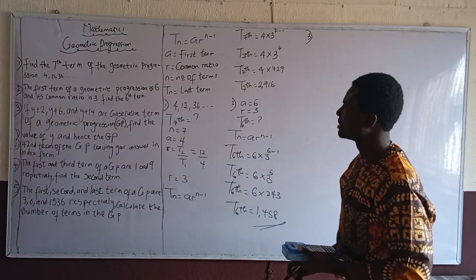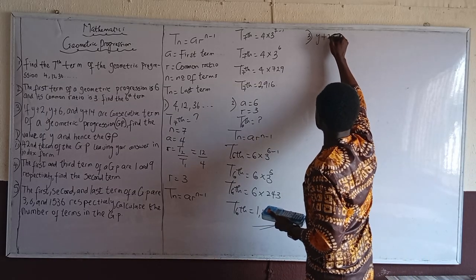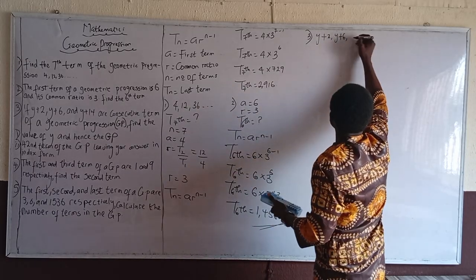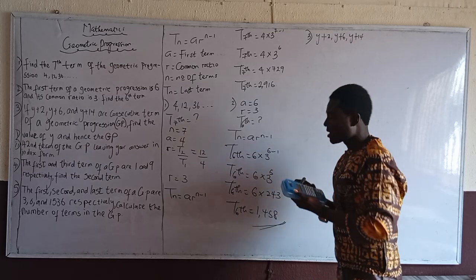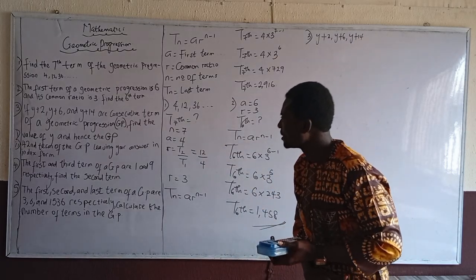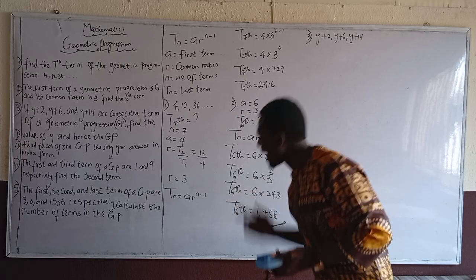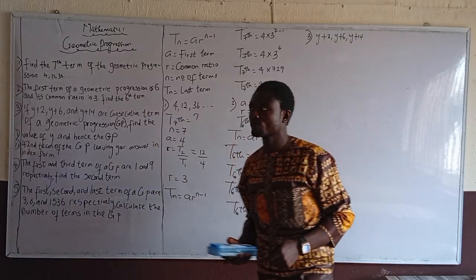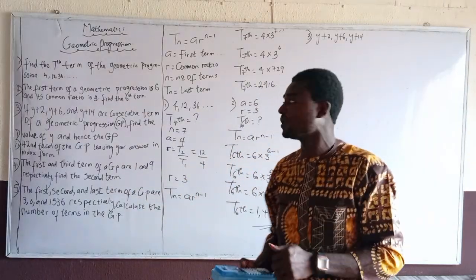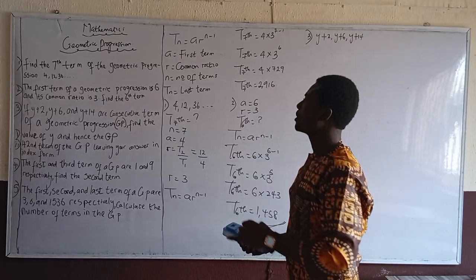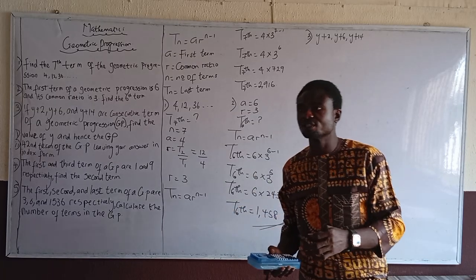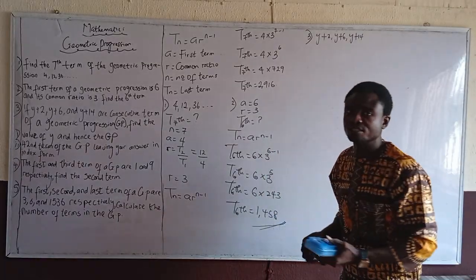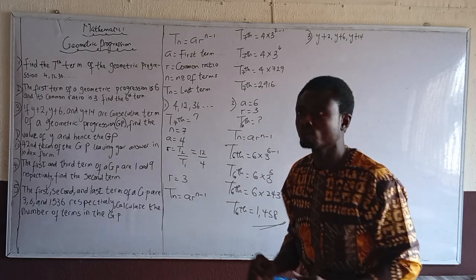Then we move to question 3. For question 3, it says if y plus 2, y plus 6, and y plus 14 are consecutive terms of a GP, find the value of y, hence the GP. So in this case, I will find the value of y and I will also find the GP. So I have y plus 2, y plus 6, and y plus 14. They are terms of a what? A geometric progression. Now, in this case, I will use the common ratio method.